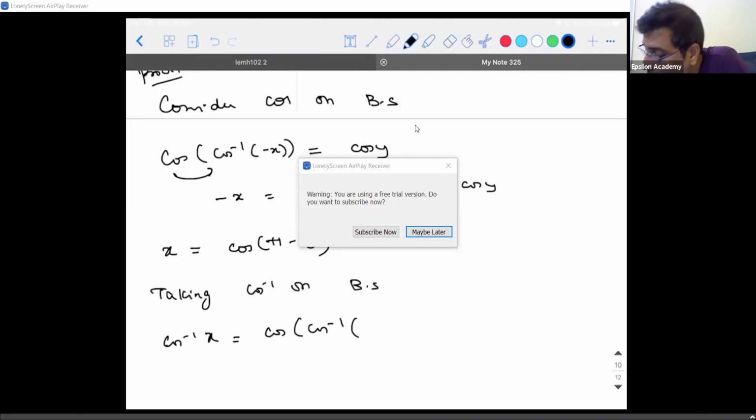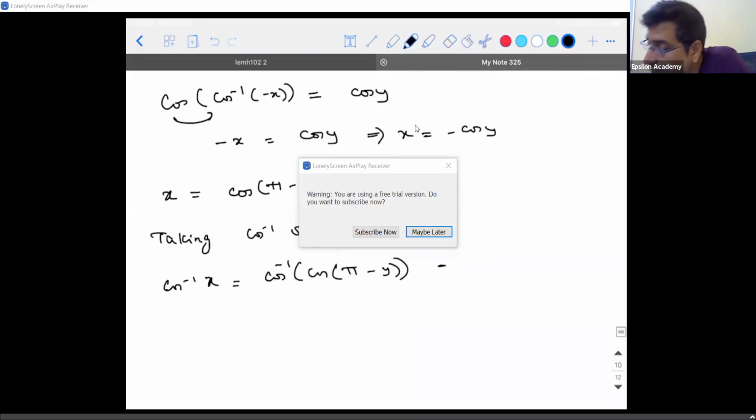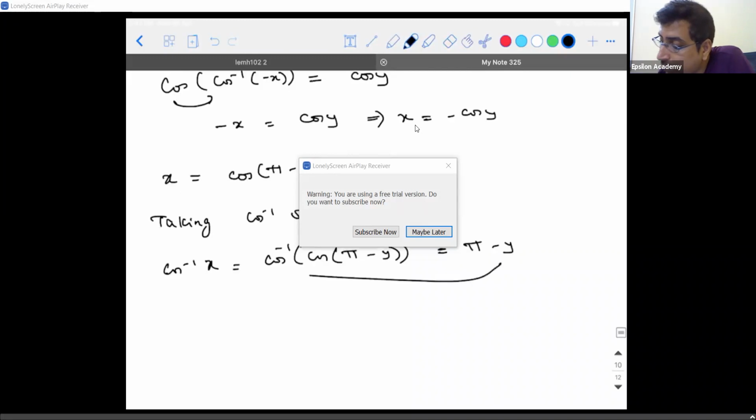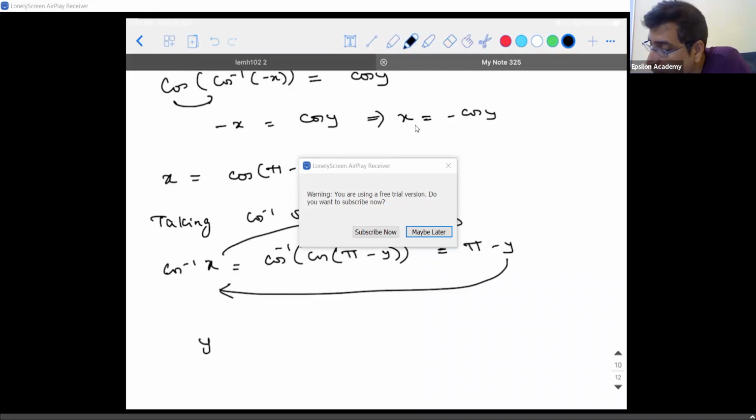Cos inverse of cos of pi minus y. So cos inverse of cos of pi minus y is pi minus y. So taking y this side and cos inverse x to the other side, I get y is equal to pi minus cos inverse of x.